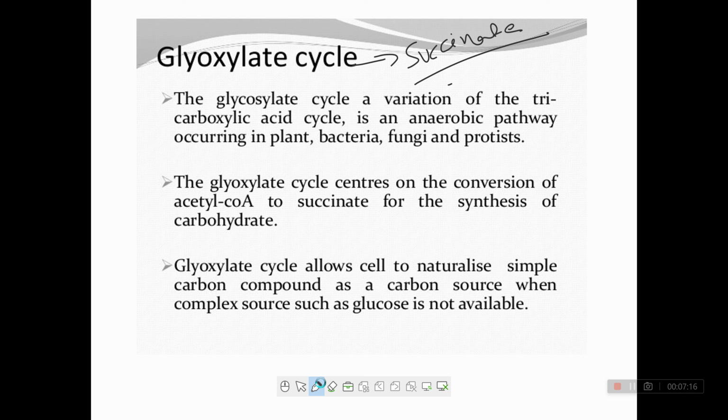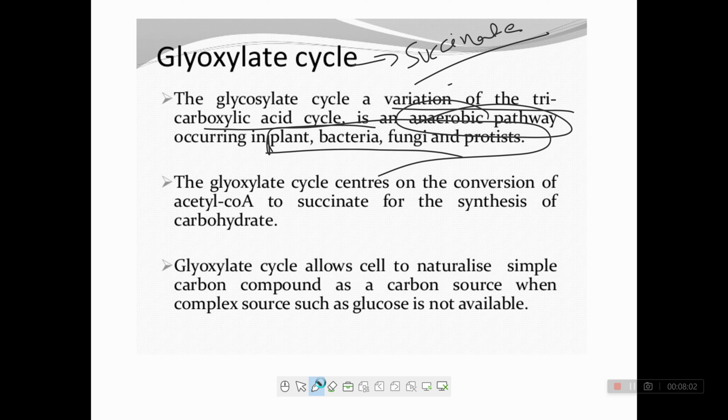So the glyoxylate cycle is a variation of the TCA cycle, and it is a pathway that occurs in plants, bacteria, fungi and protists. Remember this. Questions are asked from here: in which organism will the glyoxylate cycle occur? Then the answer is plants, bacteria, fungi and protists.